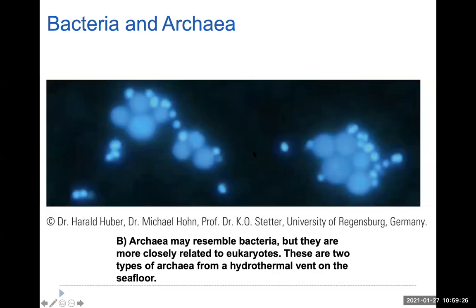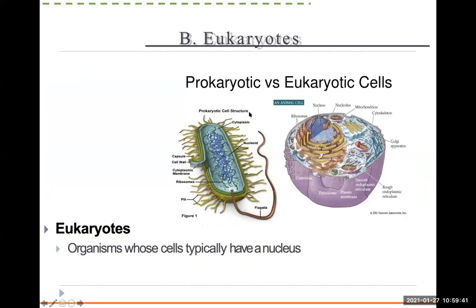This is another bacteria. I'm just showing you some examples. So this is actually archaea. They have the type of DNA that glows in the dark. This is another example, but they're more closely related to eukaryotes.